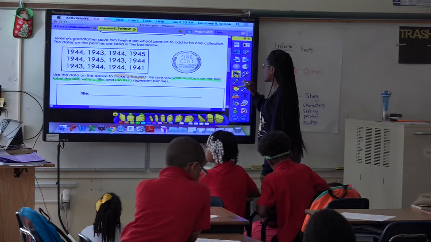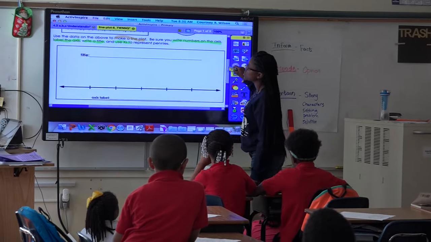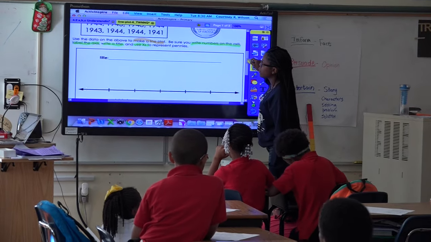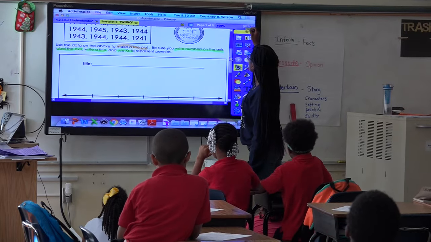So for that person this morning that said, do we have to use X's? That's the whole point of a line plot, to use X's so that we can tell. Let's see if I can get mine. I can't get it.